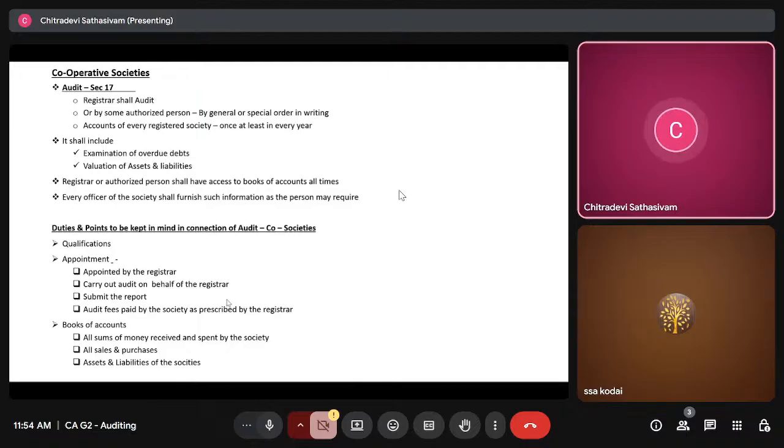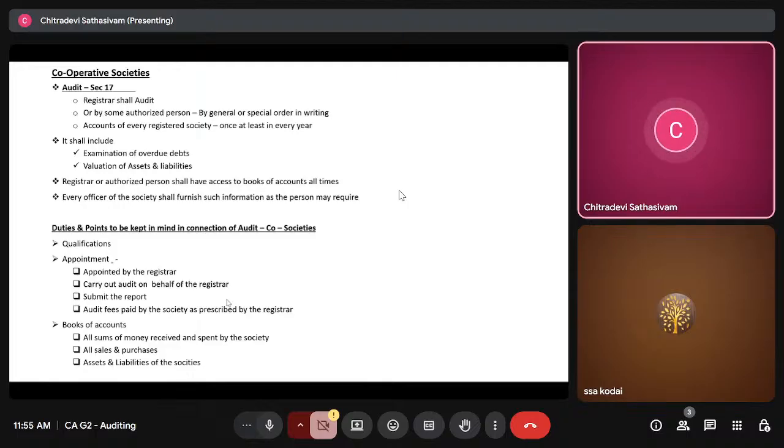Okay, so now all these things are there. There are two things: one is the cooperative societies, and another is the multi-cooperative societies. There is a difference between these two, but the points and the headings will be more or less the same. Here also, the chartered accountant will be appointed by the registrar, and he will be doing a similar nature of work.